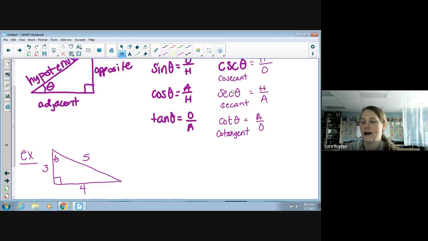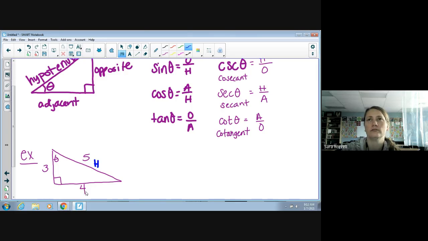So before I write down all 6 of my trig functions and plug it in, I need to label which side is opposite, which side's adjacent, which side is hypotenuse, just so you don't get confused when you're using this. So my theta is this angle here at the top, so it's going to be a little bit different than the triangle we just drew. But what is 5? What side is 5? Hypotenuse, right? It's across from the right angle. It's the longest side. So this is the hypotenuse.